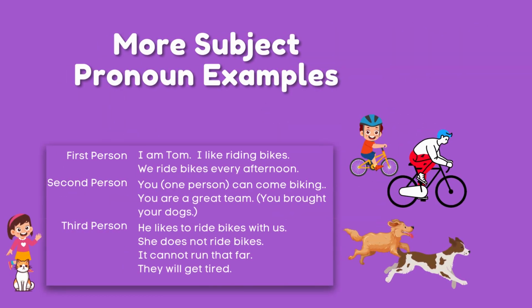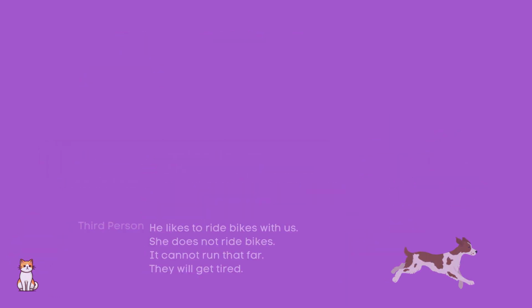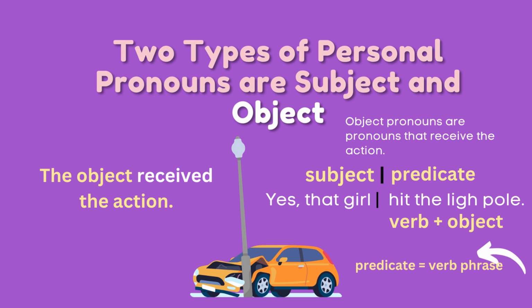Here are more examples of subject pronouns showing whether they are first, second, or third person. First person examples are: I am Tom. I like riding bikes. We ride bikes every afternoon. Second person, when we are talking to someone: you can come biking. You are a great team. Third person, when we are talking about someone: he likes to ride bikes with us. She does not ride bikes. It cannot run that far. They will get tired.